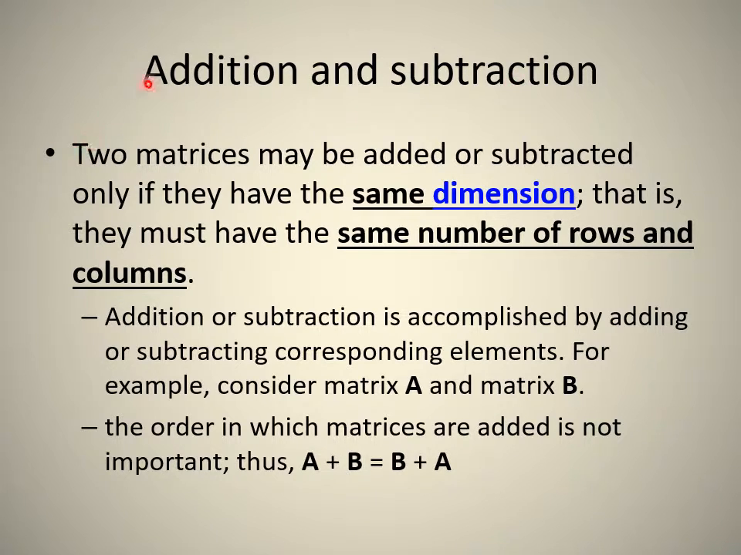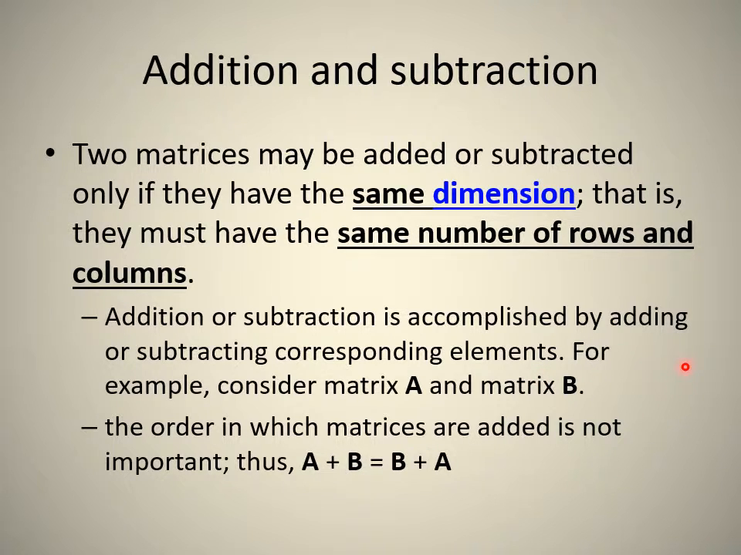Now, two matrices can be added to each other or subtracted from each other, but this can only happen if they have exactly the same dimension. That is, it means that they must have the same number of rows and columns. So this is a simple process. The addition or subtraction is accomplished by adding or subtracting the corresponding elements.